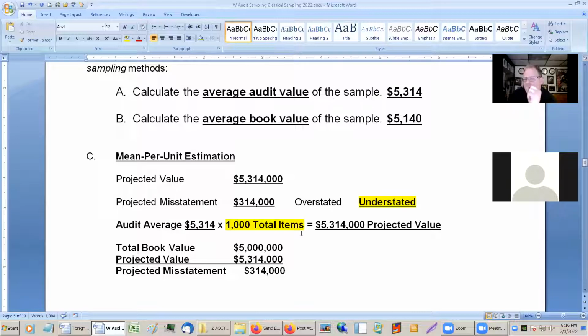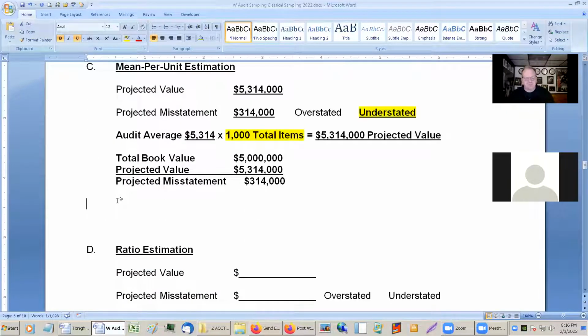Okay, so that's mean per unit, and if you think about mean, it just means the average. And whose average? Well, our average is more convincing than their average. So we can take our average and say, okay, everything is worth the same as our average. Okay.